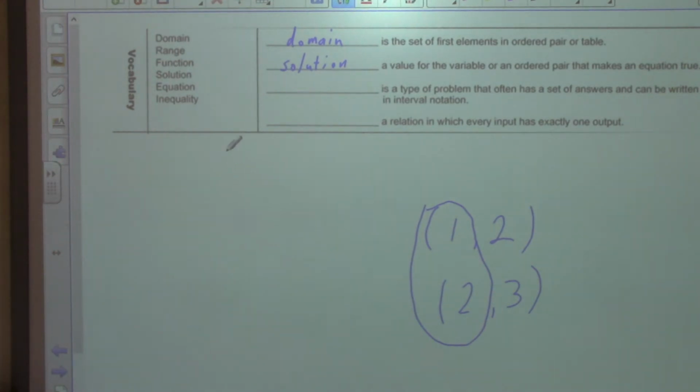Blank is a type of problem that often has a set of answers and can be written in interval notation. In fact, there might be an example of one of those types of problems earlier on your sheet someplace. Inequality. Inequality, very good. Whoops, if I could spell inequality, that'd be nice. Blank, a relation in which every input has exactly one output. Function, very good, I like that.